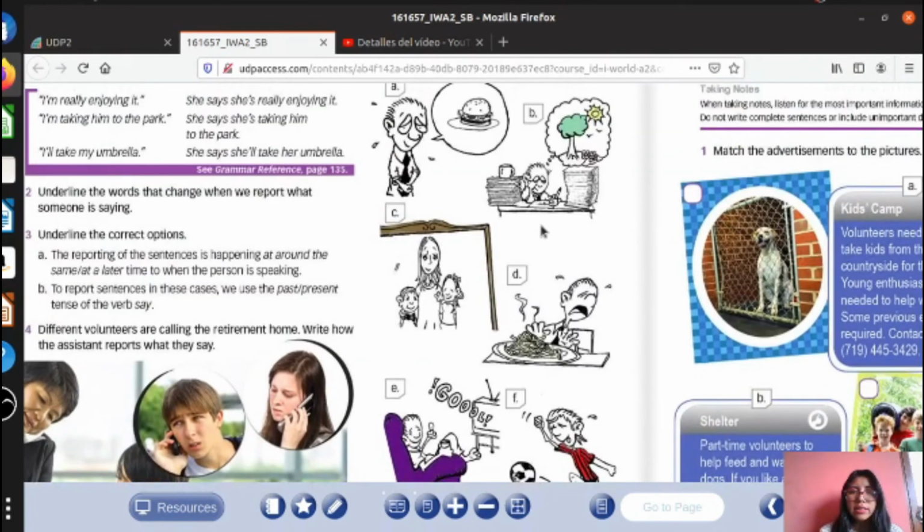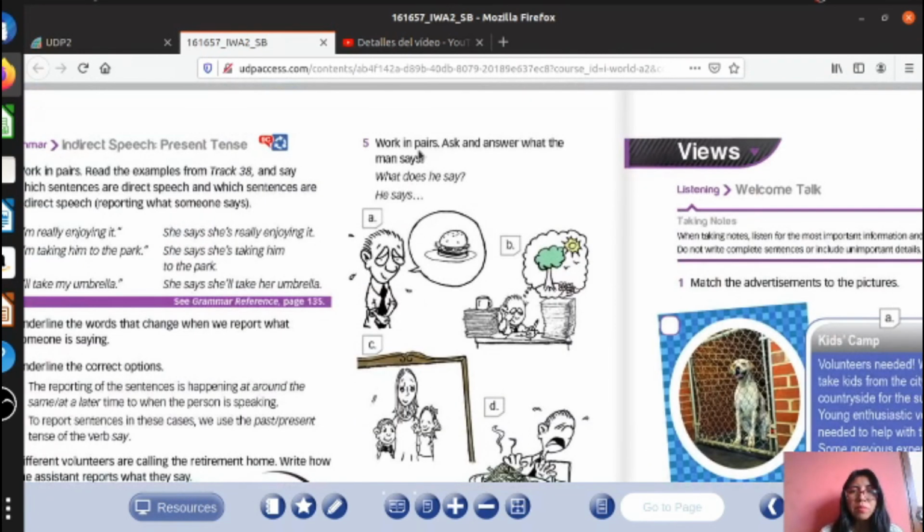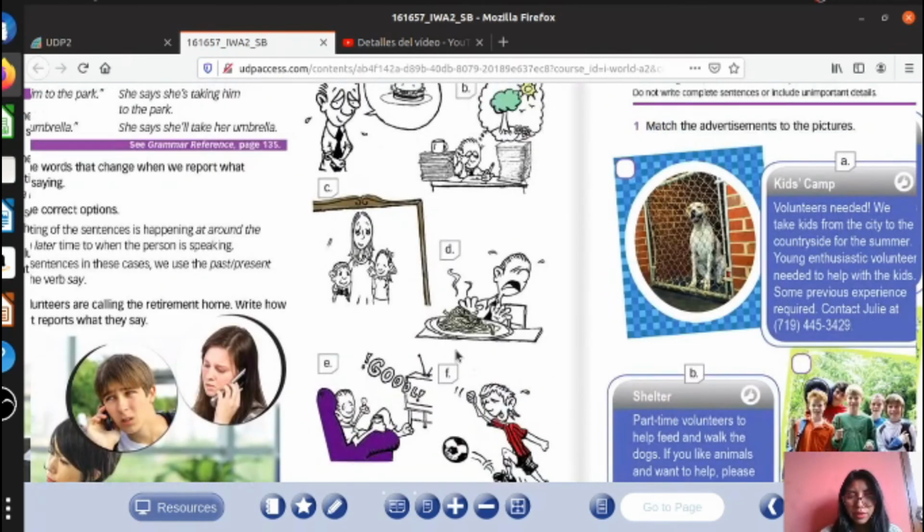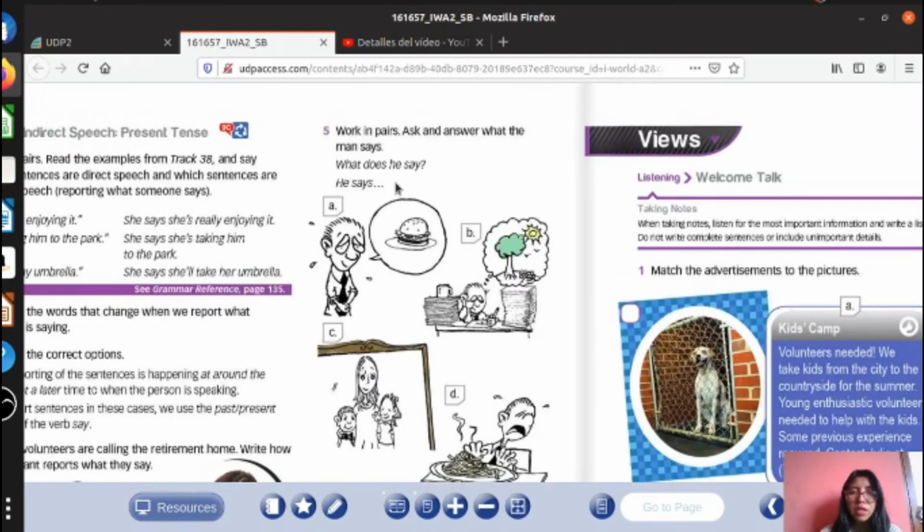In exercise number 5, work in pairs. Ask and answer what the man says. Okay, in this case you have to create the question and you have to report. Okay, you have to create the question and you have to report what they are doing. Okay, for example, in the first, what does he say? He says.